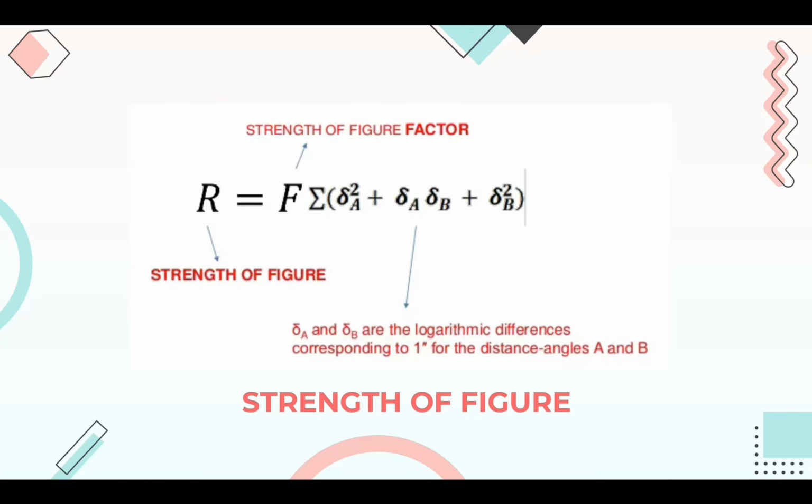Okay, so now we already know how to solve for the strength of figure because we already know how to solve for the strength of figure factor, which is the letter F, and we know how to solve for this term as well, the summation of the logarithmic differences, diba? Either by table or by using our own calculators, we already know how to solve for this term. Now, we just need to combine those two steps and we will be able to solve for the strength of figure problem.